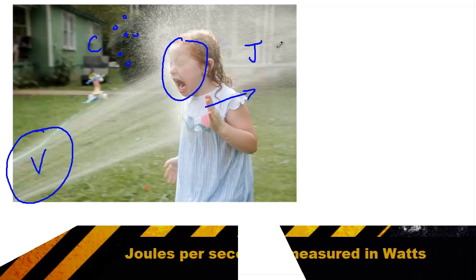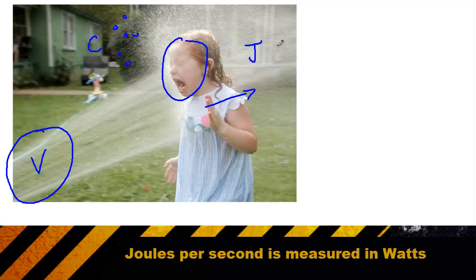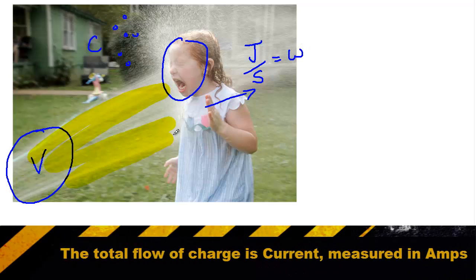If we look at the force applied to her face times the distance she gets moved back every second, that's going to be a watt. And if we look at the total amount of water that comes out of the hose each second, that's going to be our current that we measure in amps.